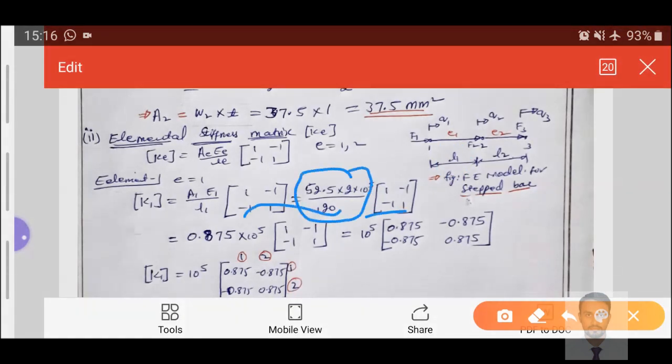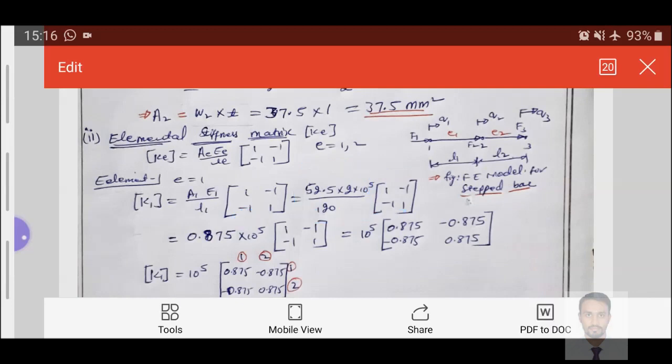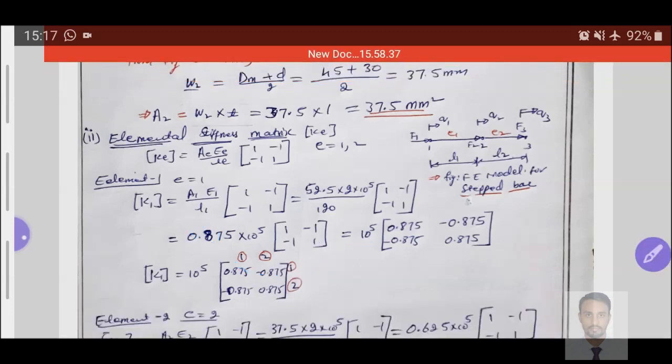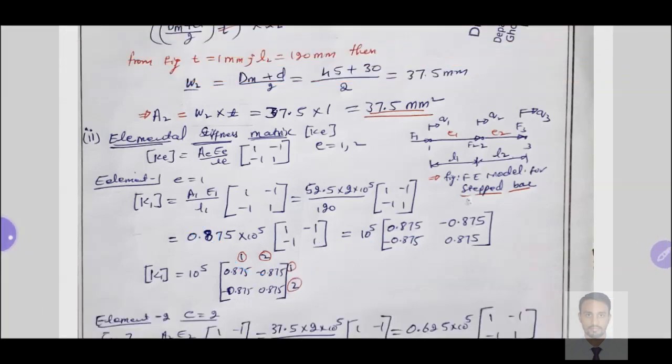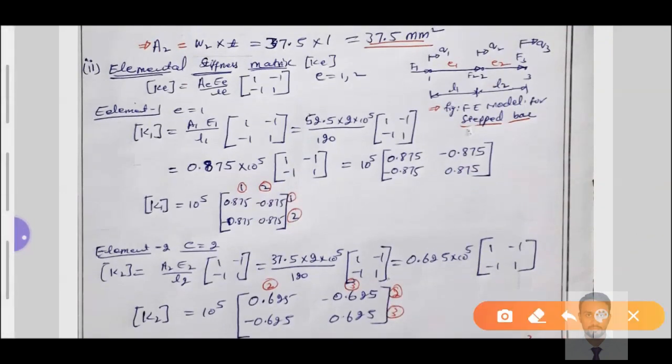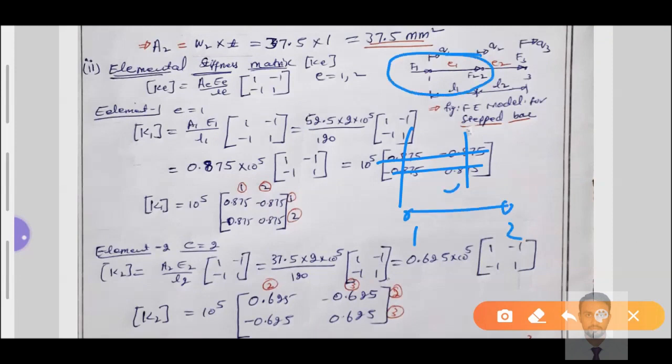Calculating this value, we get 0.875 into 10 to the power of 5, [1, -1; -1, 1]. Then I'll take 10 to the power of 5 common and multiply this value inside the matrix. We get 0.875, -0.875, -0.875, 0.875. Now we need to represent the row name and column name. The element lies between two nodes, starting from node number 1 and ending at node number 2, that is element number 1.